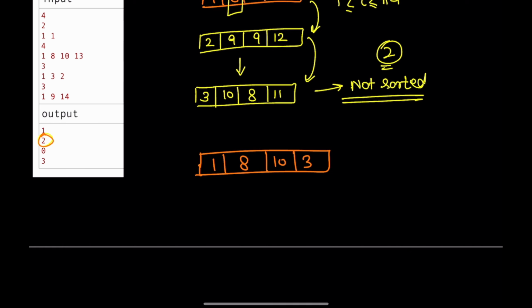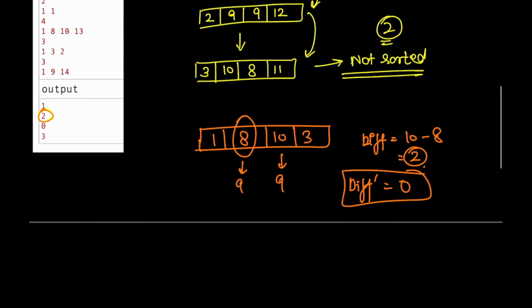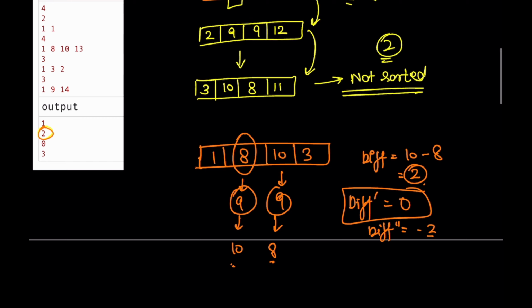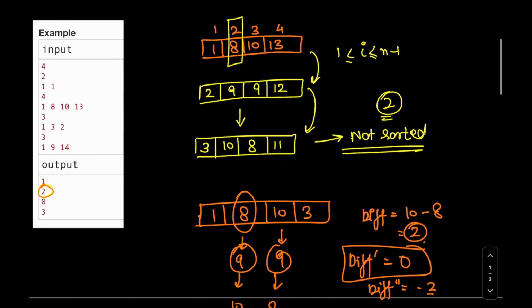So I can reduce the difference by 2 at each step. In one step this goes to 9 and this also goes to 9. The initial difference was 10 minus 8, that was 2, and now the difference is 0 after one operation. And after two operations the difference would be minus 2. This would become 10 and this would become 8. So the difference decreases by 2 each time. So what we can do is, for every index we can check how many operations are required to make the array not sorted from that particular index.